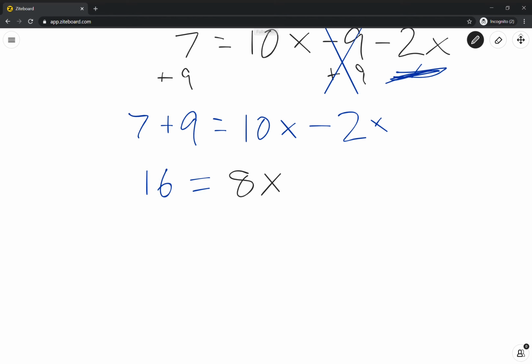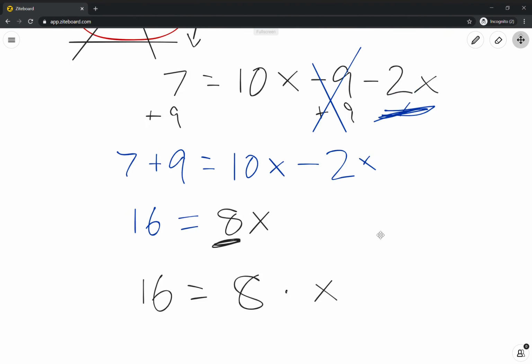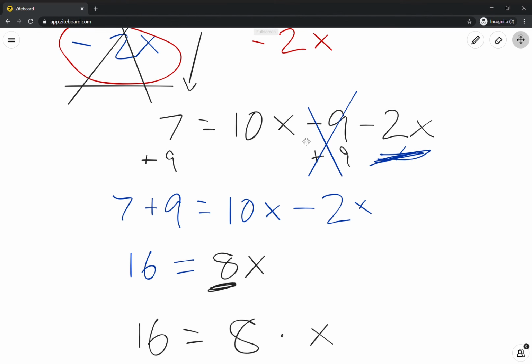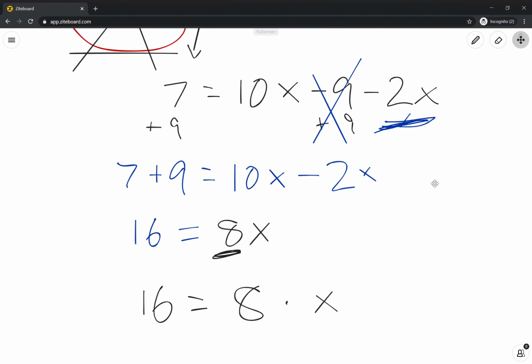See, there's an 8 being multiplied by it right here that I'm underlining. So this is basically saying 16 is equal to the value of 8 times x. This little dot means multiplication. So if you think back here, what we did when we had a term like -9, we reversed it by adding 9. And that practically made it worthless, right? Because it would be 0.